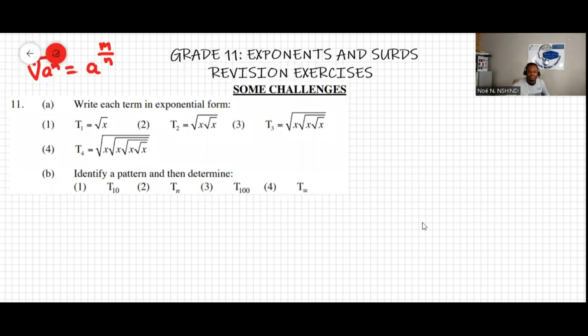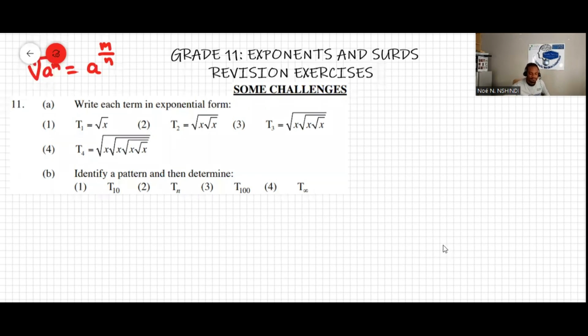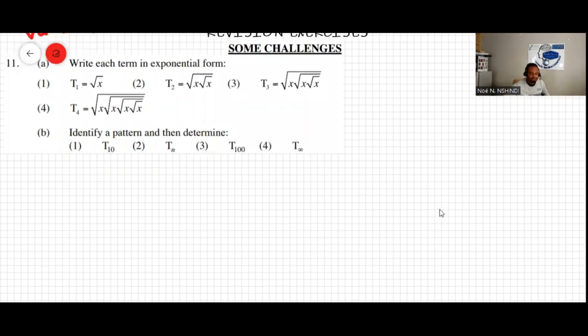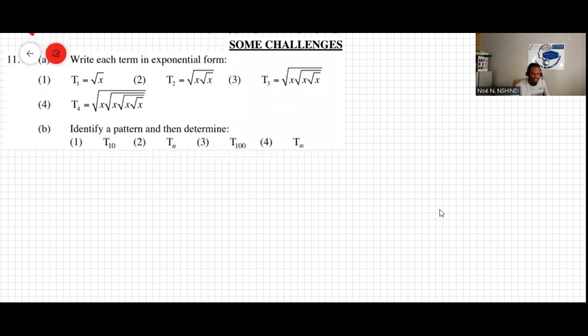Well, we have another question here, question 11. The question says write each term in exponential form. Okay, they give here term 1, term 2, term 3, term 4, and then B says identify a pattern and then determine the value. All right. Let's look at the question. Term 1 in exponential form.